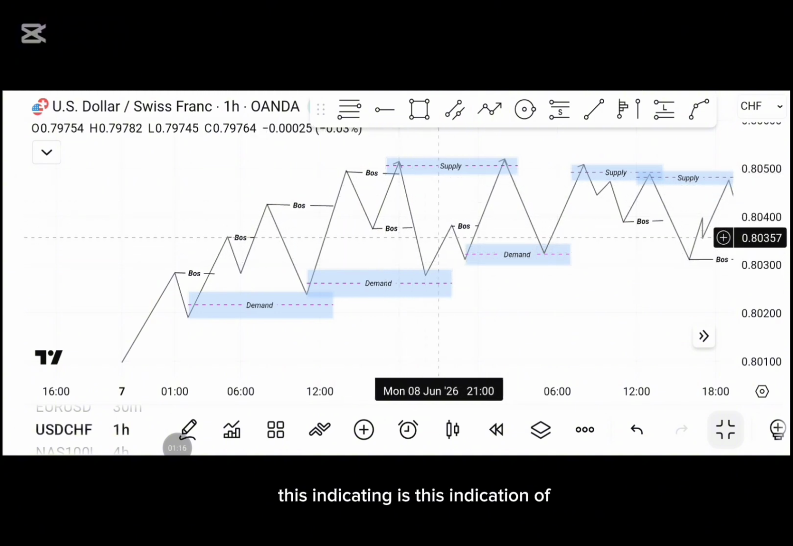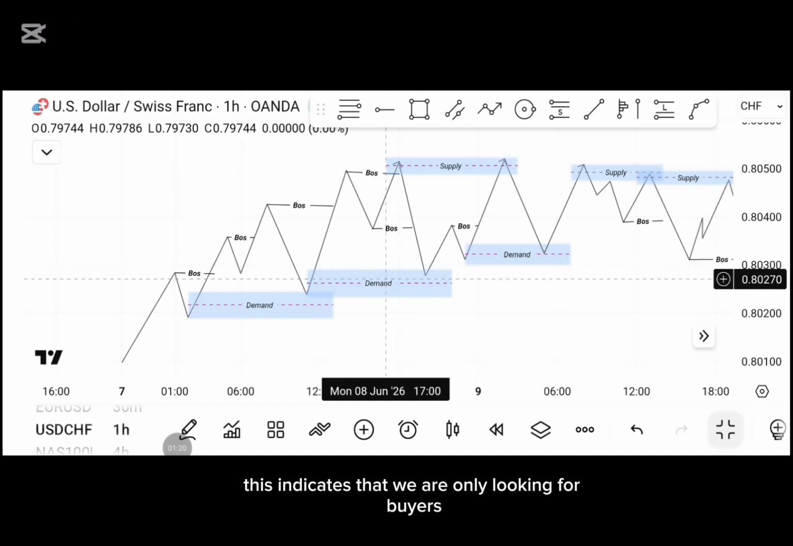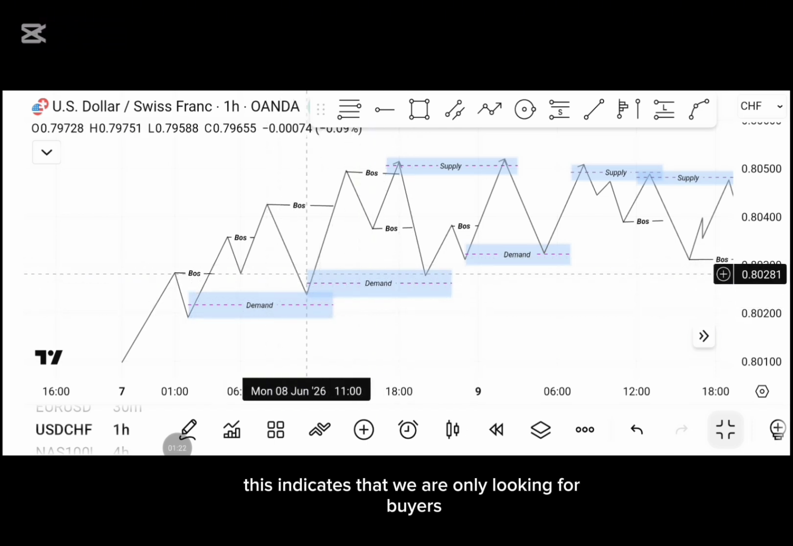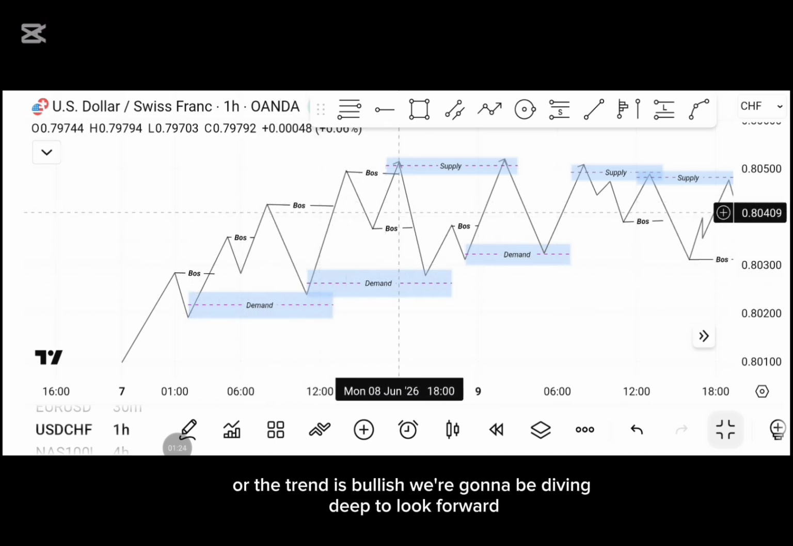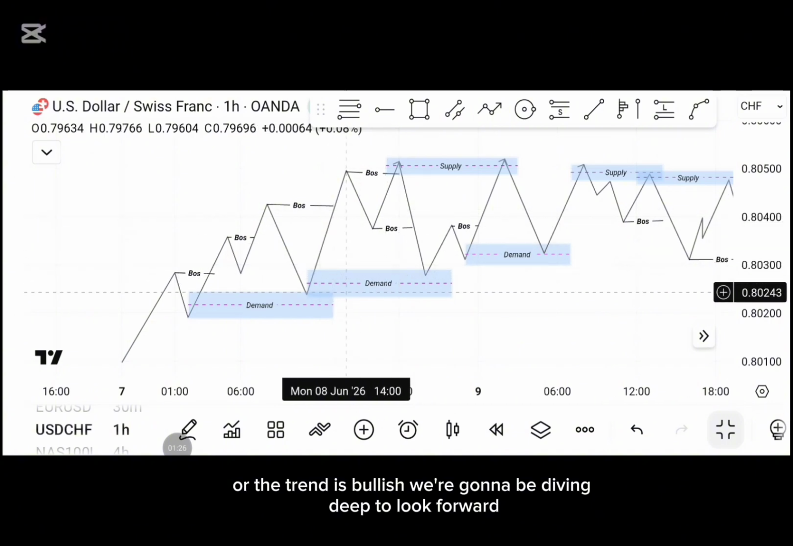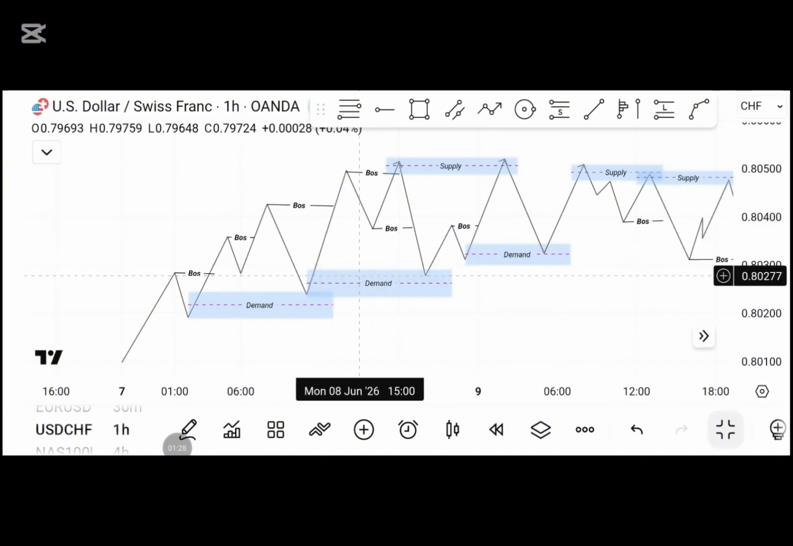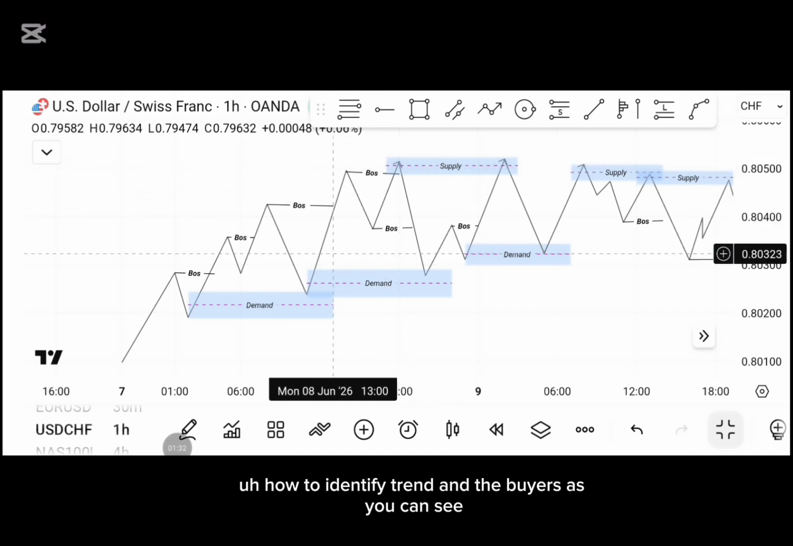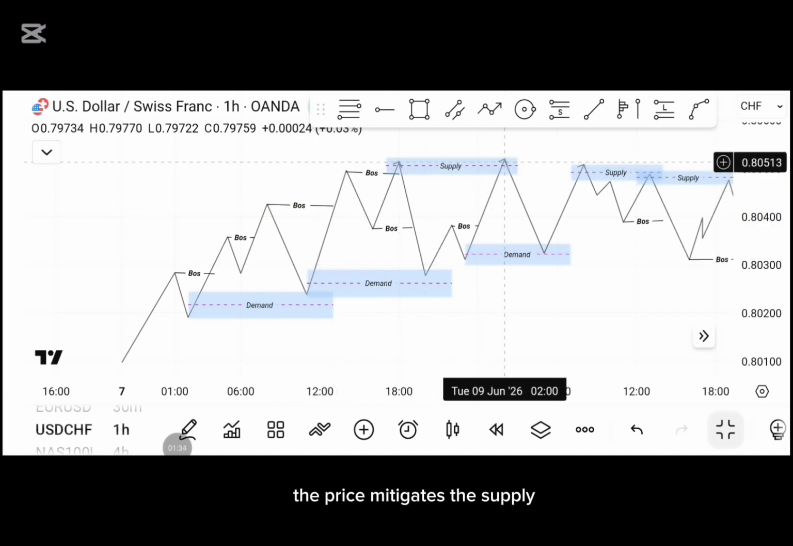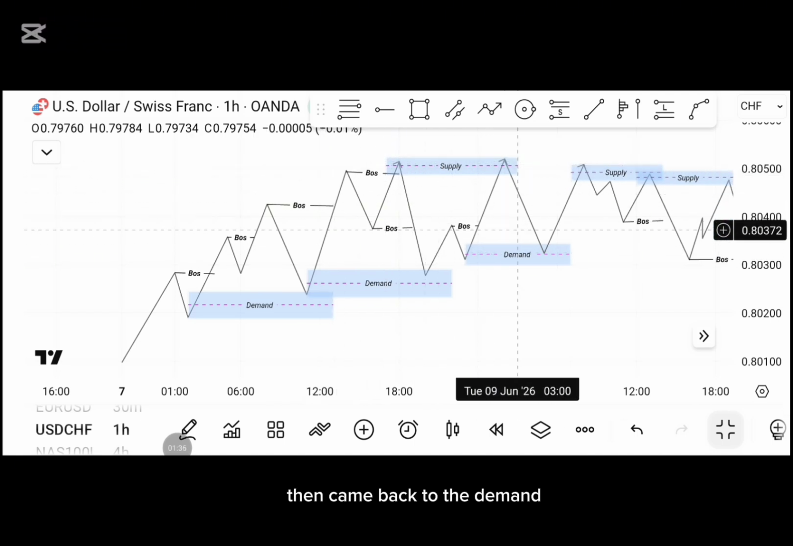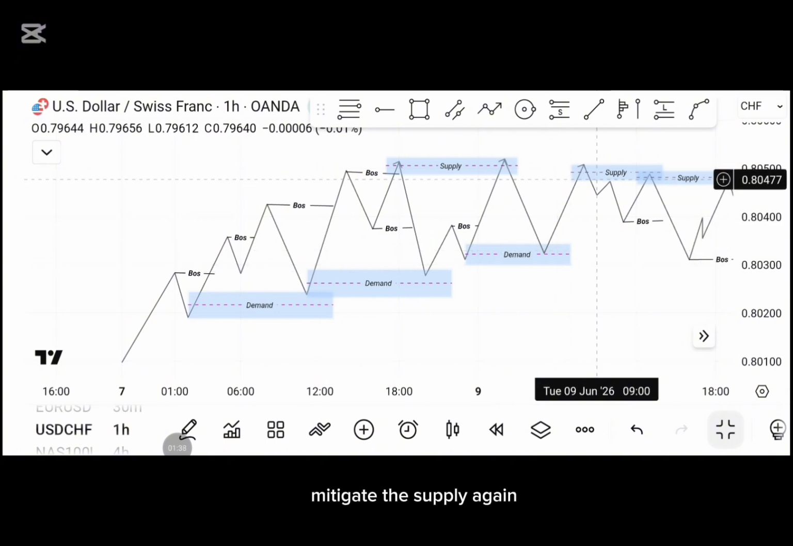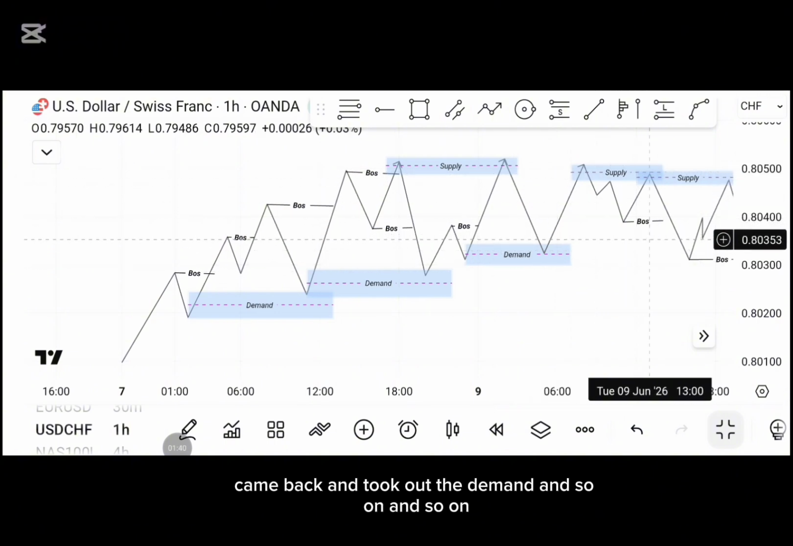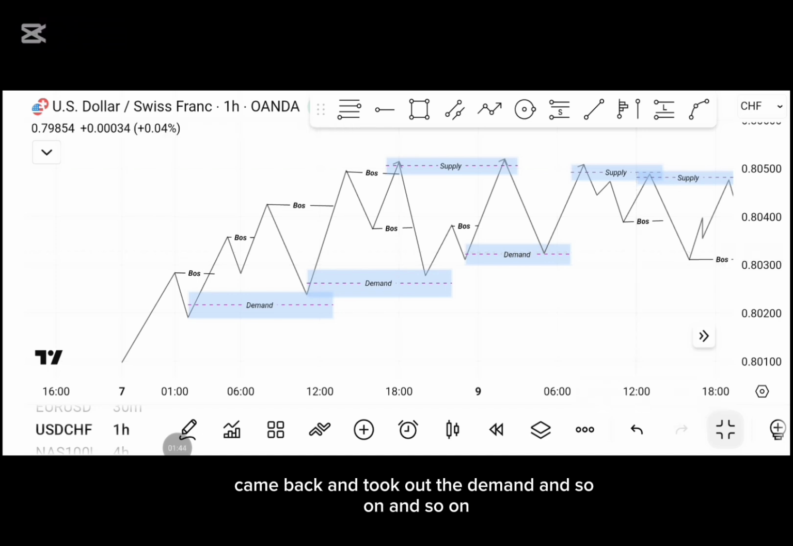This indicates that we are only looking for buys, or the trend is bullish. We're going to be diving deep later to look at how to identify trend and the buyers. As you can see, the price mitigates the supply, then comes back to the demand, mitigates the supply again, comes back and takes out the demand, and so on and so on.